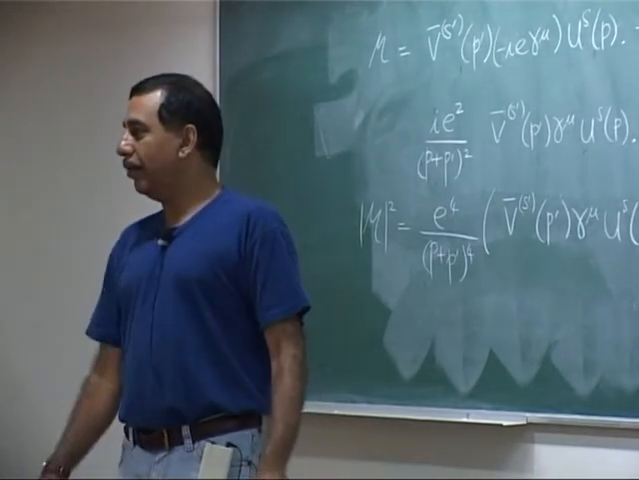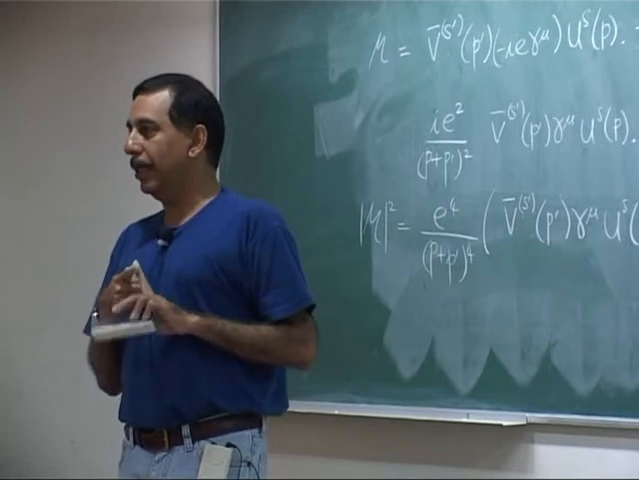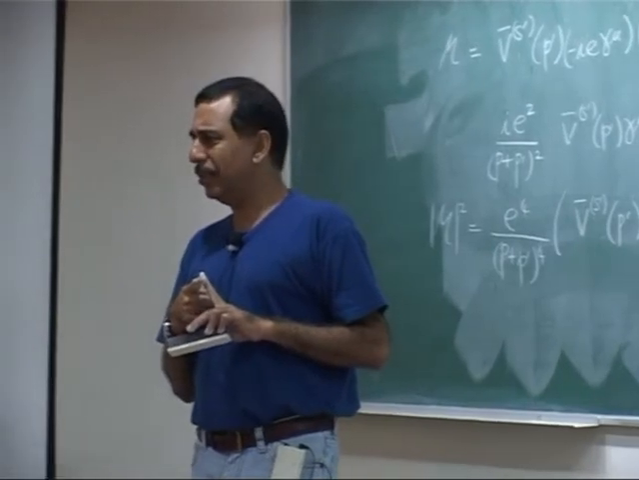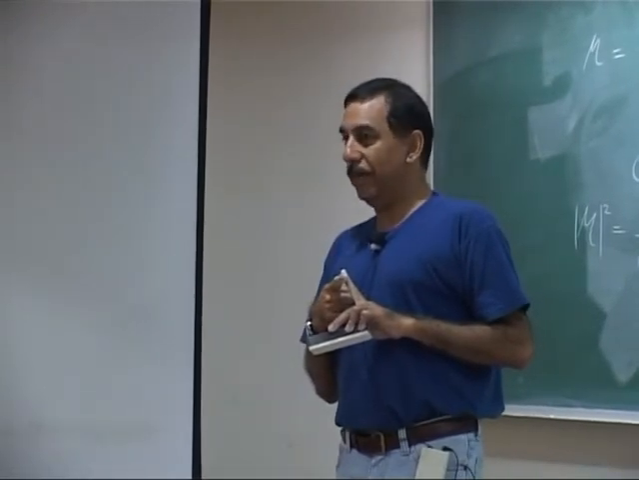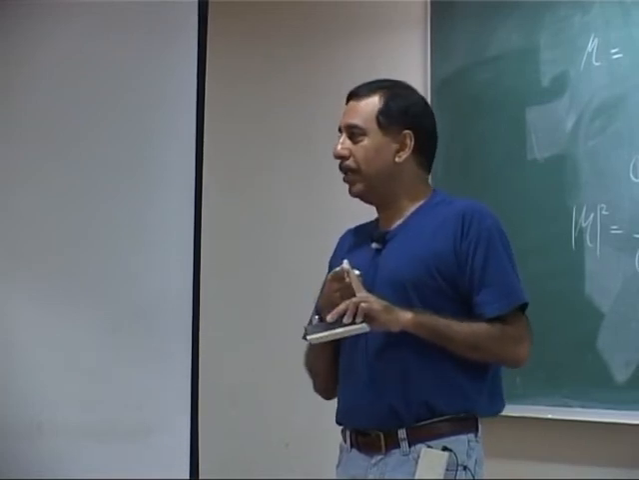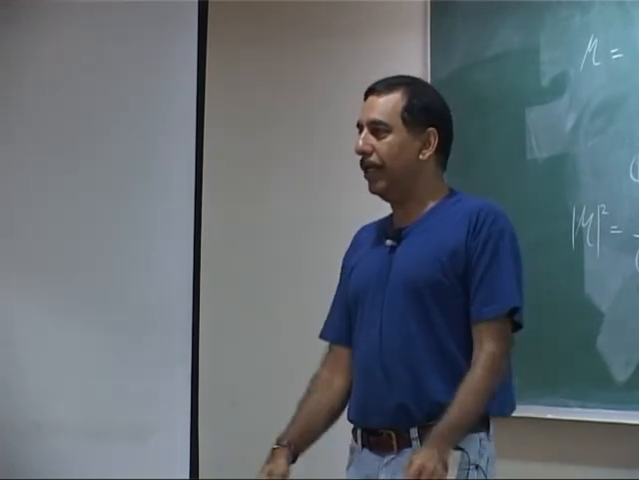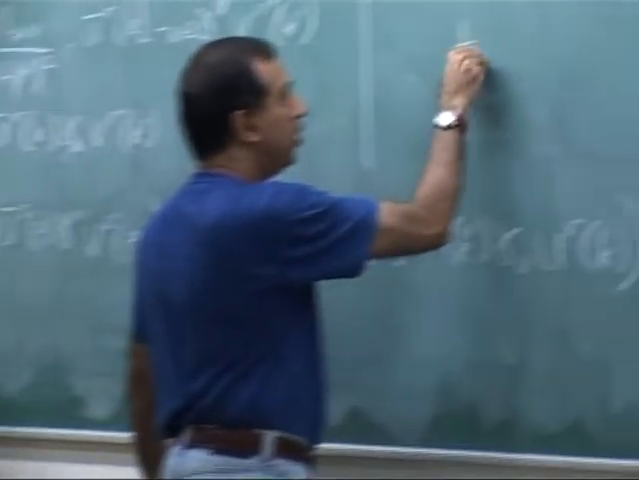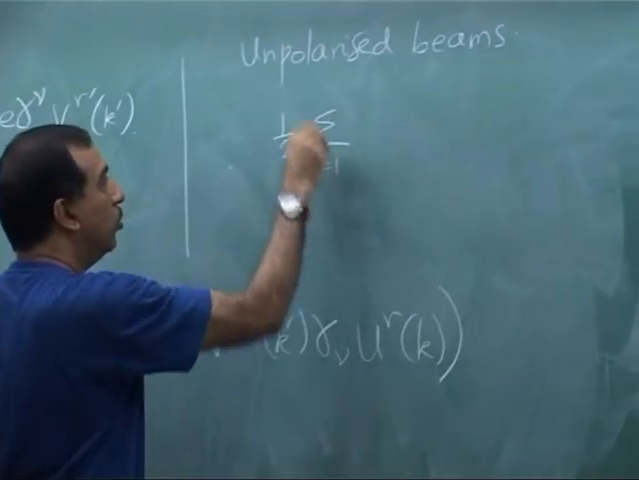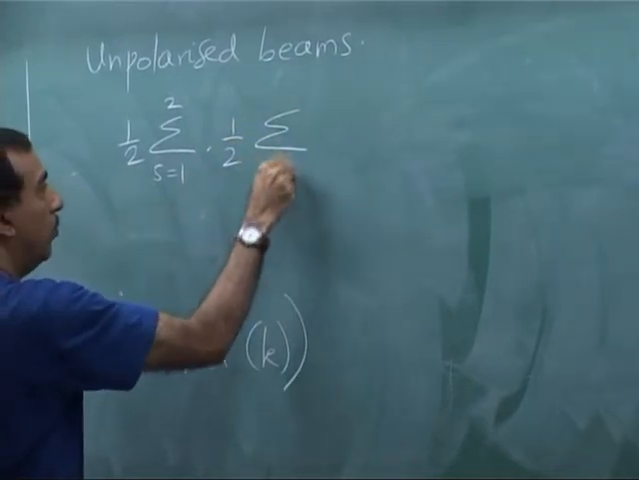So for the incoming one, when it's unpolarized, I have to average over S and S prime, because they could be either one. It's unpolarized, so in a given one, I don't know which one it is, so I take the average. So that means half sum over S equals 1 and 2 times half sum over S prime equals 1 and 2.